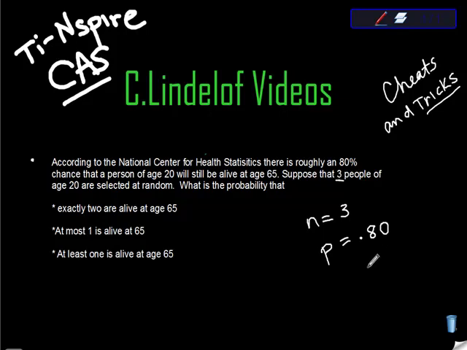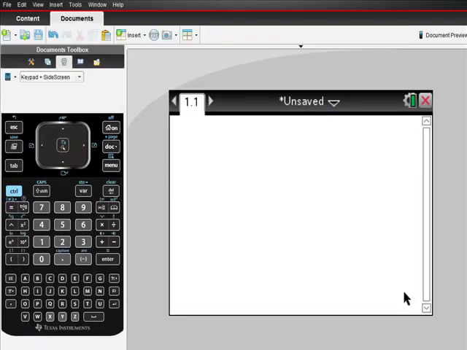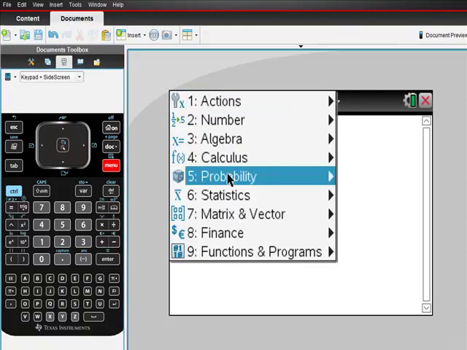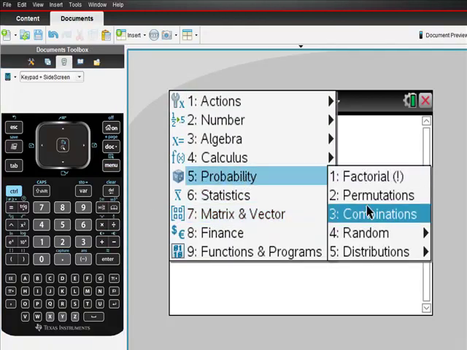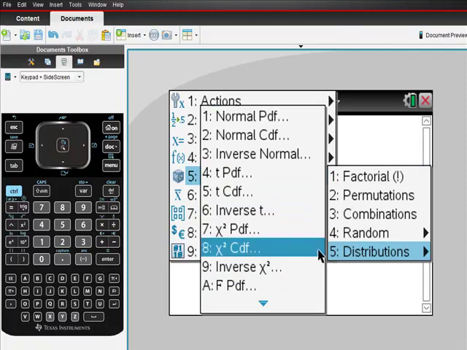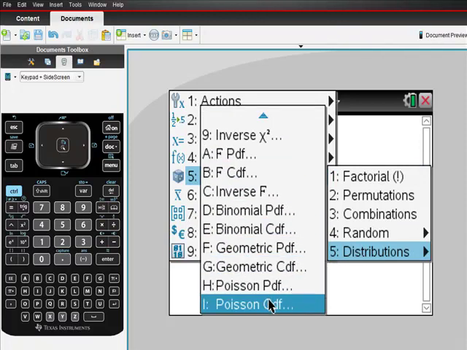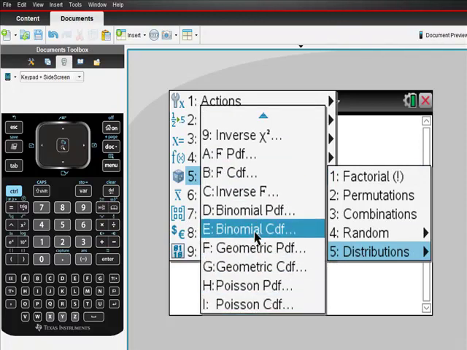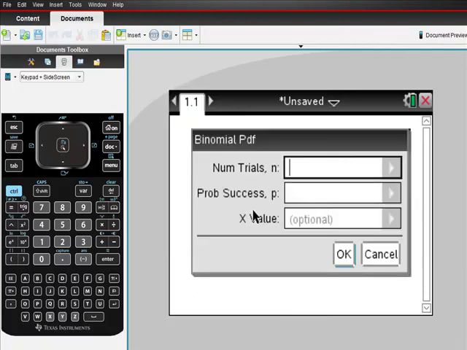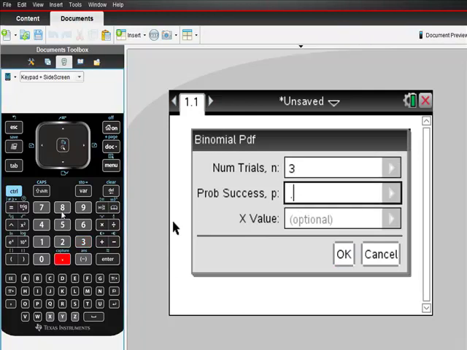So let's jump over to the calculator really quick and see how this is done. Here we are at the calculator. I'm going to go to menu, then probability, then distributions. From distributions, you have to go down here. Where is it? Binomial here, right? Choose that. Look, number of trials, we wanted 3. Probability of success is 0.80.